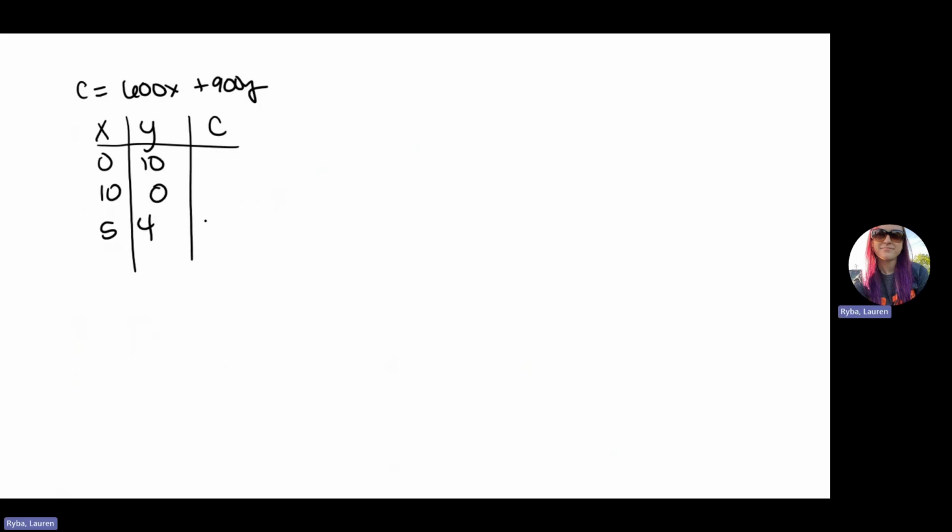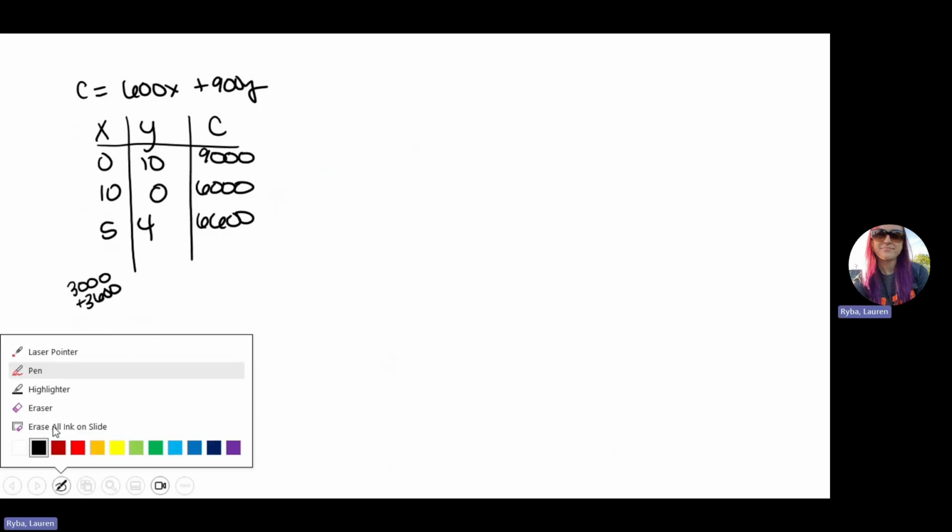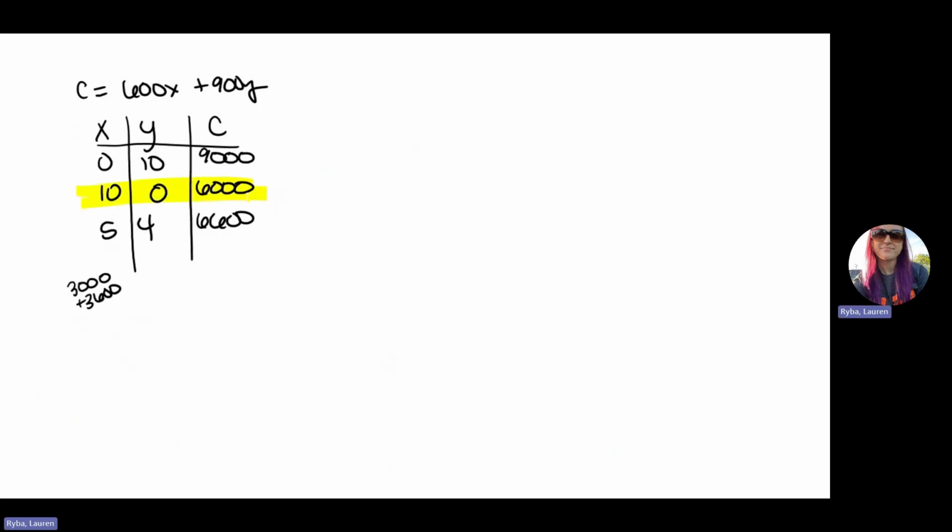So those haven't changed. If this is the new scenario, 10 times 900 is still 9,000. 10 times 600 is 6,000. 5 times 600 is 3,000 plus 3,600, 6,600. So now the lowest cost is 6,000, and I would do 10 days at A.